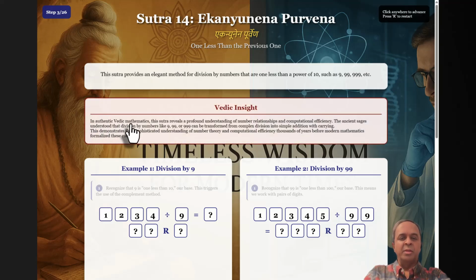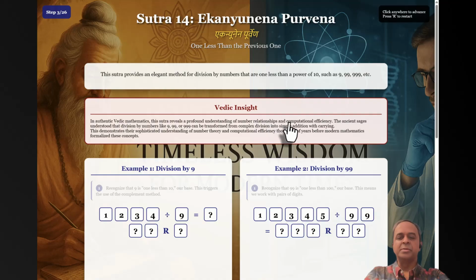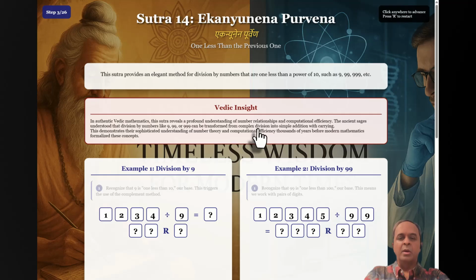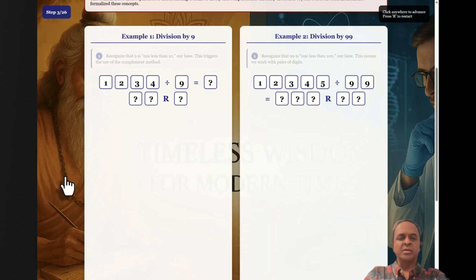So this authentic Vedic mathematics, in this one, this sutra reveals the profound understanding of number relationships and computational efficiency, right? So the ancient sages understood that division by numbers like 999 can be transformed from complex divisions into simple additions with carrying. This demonstrates that sophisticated understanding of number theory and computational efficiency thousands of years before modern mathematics formalized these concepts. So we look at two examples.